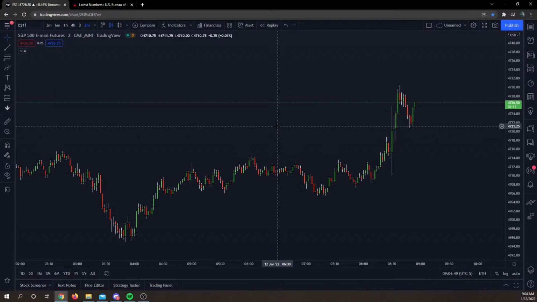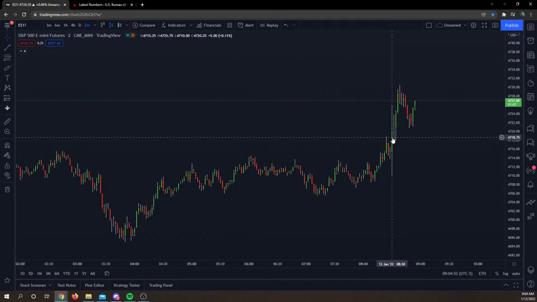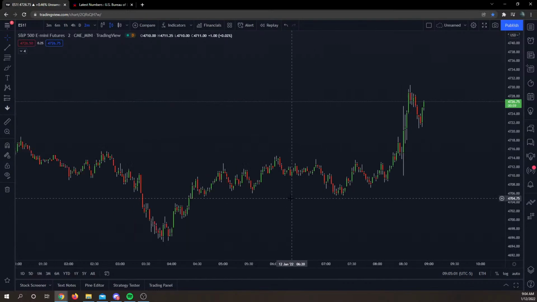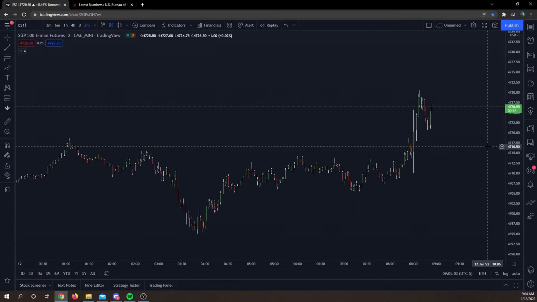So we got a nice little pop after 8:30 when the CPI data came out. CPI data came out on this vertical line I just dropped here. So we saw a nice pop, a little bit of a retracement. And I'm going to show you guys first and foremost the best and easiest way to chart price action movement. If you guys have any questions at any point, just bring them up in the live education chat.